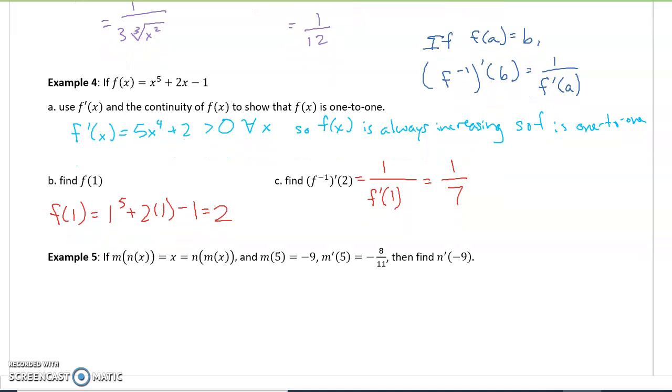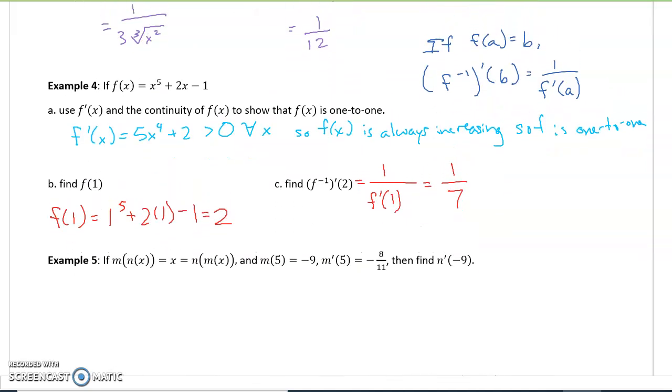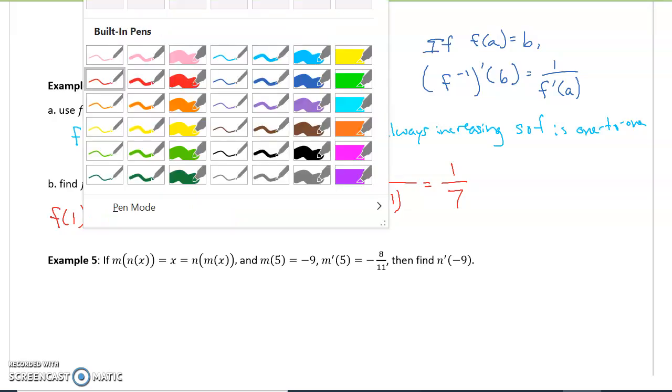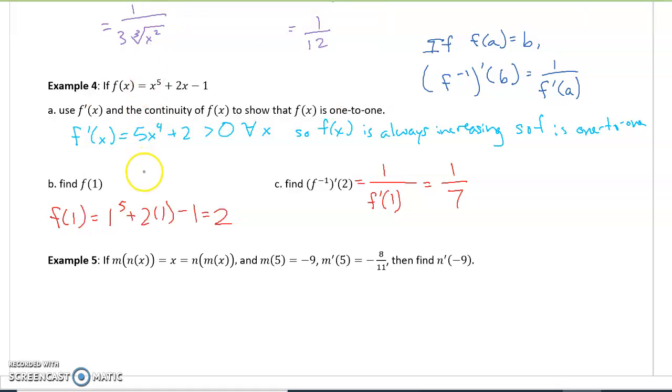Very cool. All right, so we can look at this in a very abstract way and not even know the functions themselves. Just know that they're inverses. M and n are inverses of each other because their composition is x. And we know that if we plug in 5 into m, we get -9. Which is exactly why we're plugging in -9 into n.